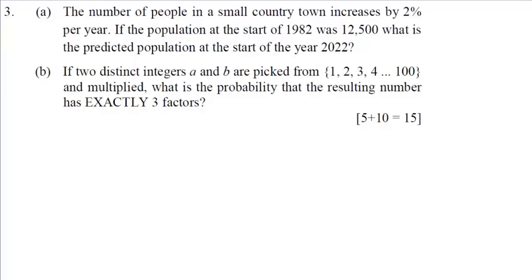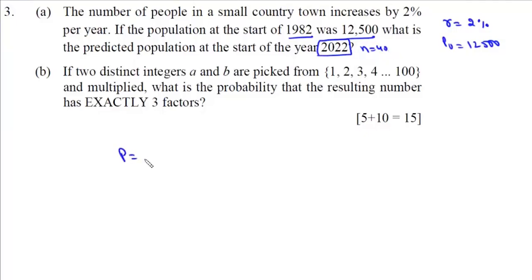Now here the question is, the number of people in a small town increases by 2%. That means growth rate is simply 2% and population in 1982 it was 12500. So value of P naught is 12500. What is the predicted population at the start of year 2022? That is, we have 40 years time frame.